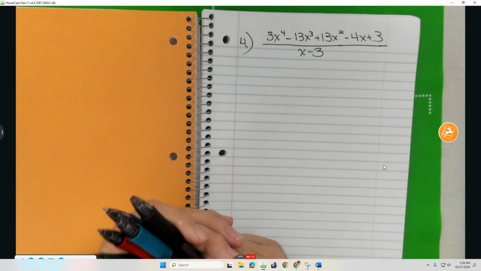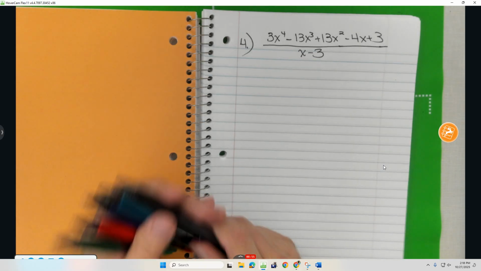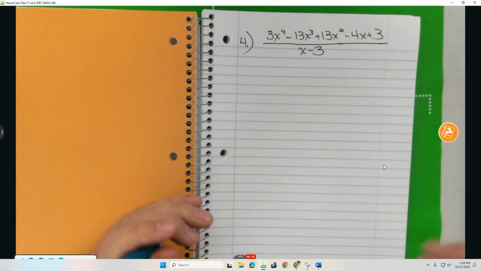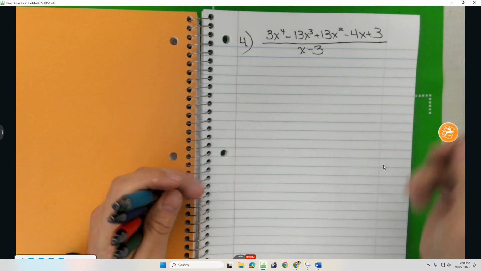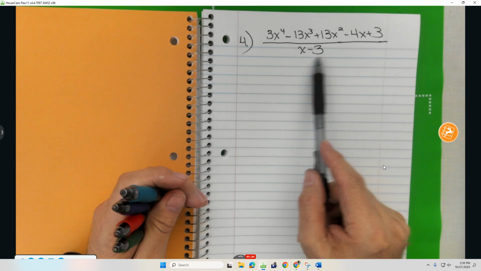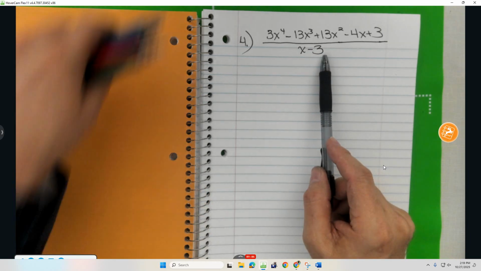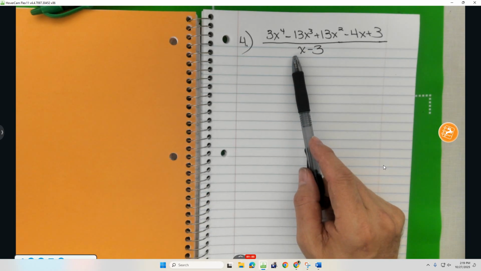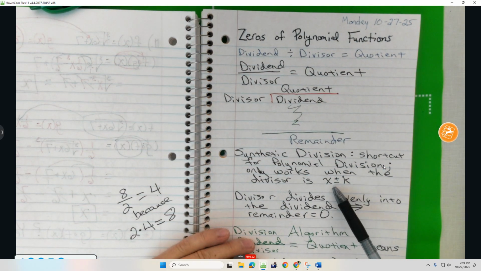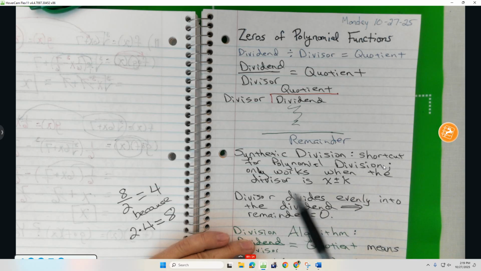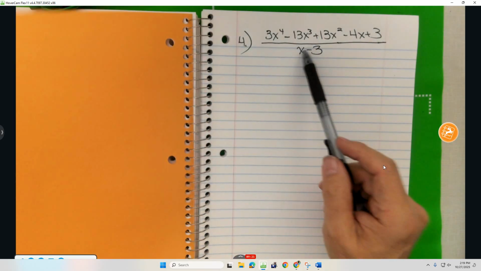The first thing we're going to do is determine our constant k, but first we make sure we can use synthetic division. Look at the divisor. Is that in the desired form? You can't have a leading coefficient other than 1. Remember we said that for synthetic division to work, the divisor must be in the form variable plus or minus a number k. Do we have that?